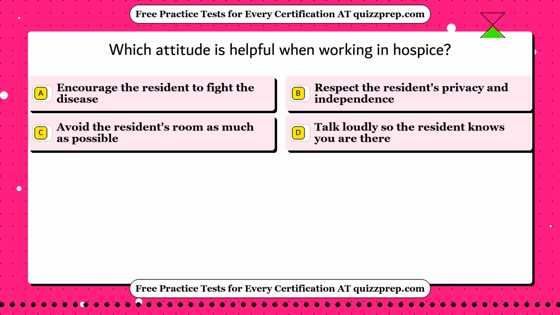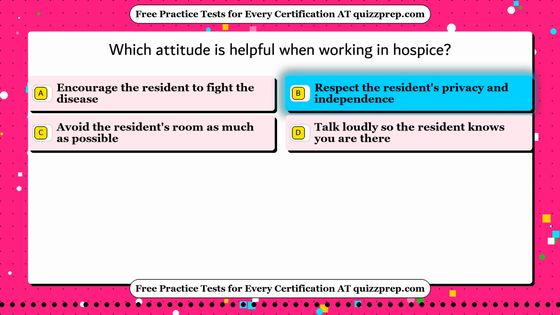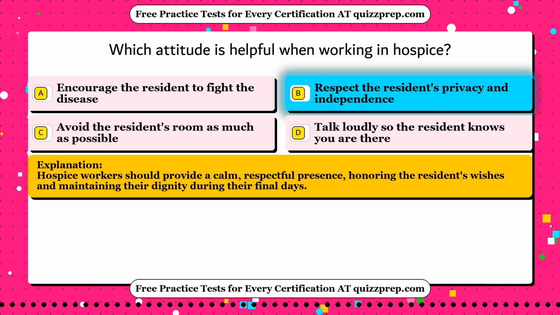Question 60. Which attitude is helpful when working in hospice? Option A, encourage the resident to fight the disease. Option B, respect the resident's privacy and independence. Option C, avoid the resident's room as much as possible. Option D, talk loudly so the resident knows you are there. The correct answer is option B, respect the resident's privacy and independence. Hospice workers should provide a calm, respectful presence, honoring the residents' wishes and maintaining their dignity during their final days.